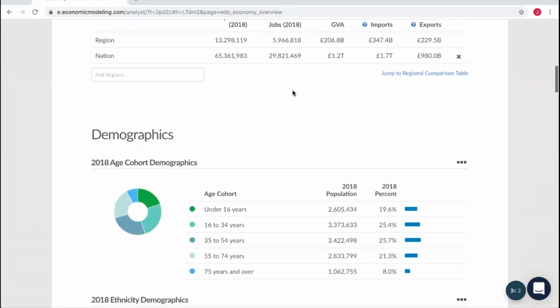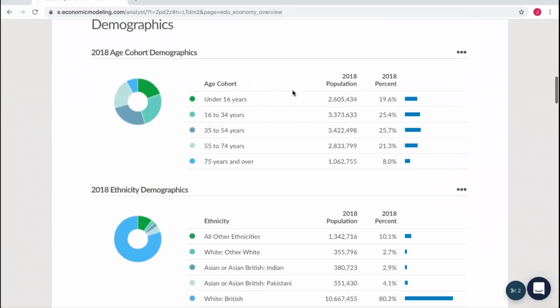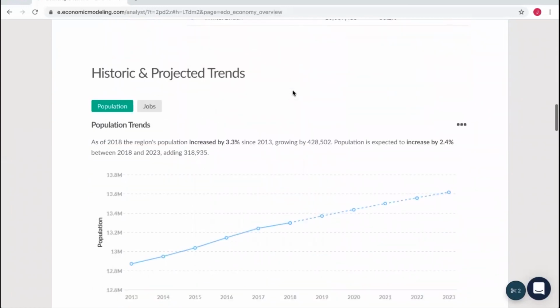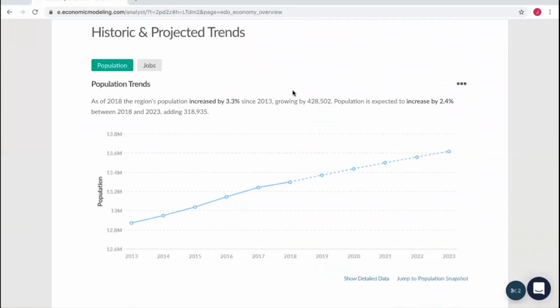So just moving down, I'm not going to talk through all this data, but I'm just going to share some of the key points with you. We're just going to skip past the demographic data. And now we get into a bit more of an interactive table. So we can see population data. This has got the population trend out to 2023. So we can see that there is strong projected growth in that population.